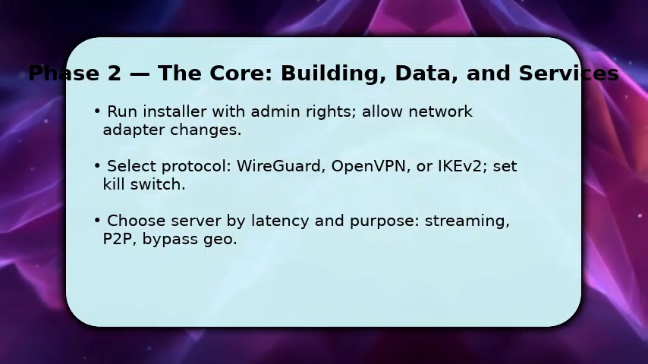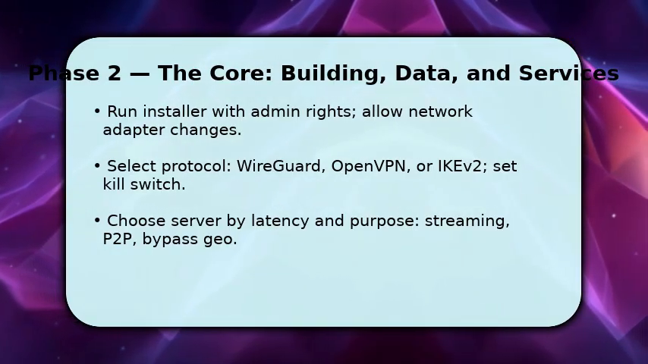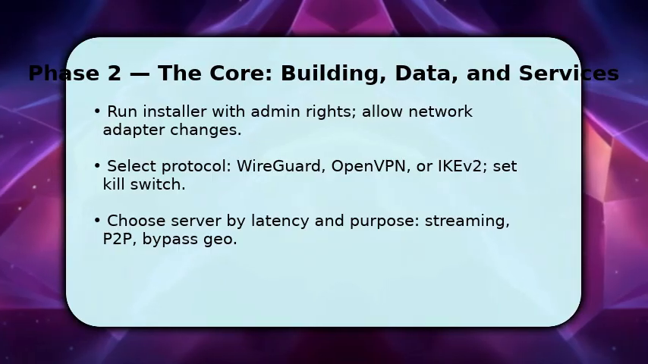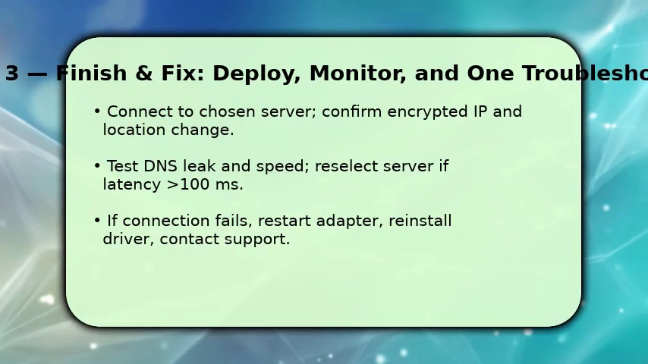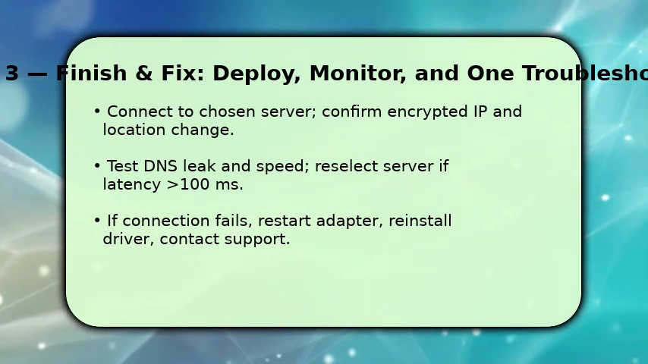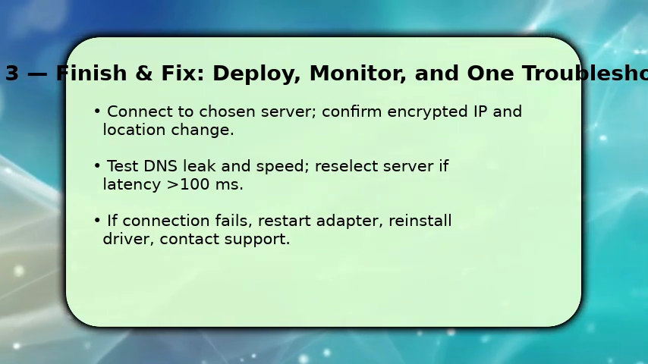Next, pick a server based on latency and purpose. Choose a nearby server for speed, or a specific country for access to region-locked content. You connect to the chosen server and then verify that your public IP and reported location have changed. This proves the tunnel is active.